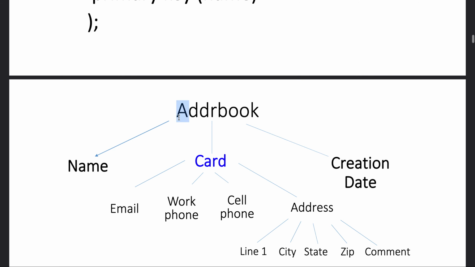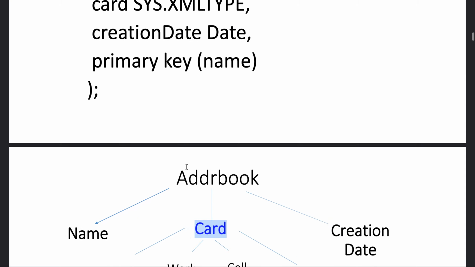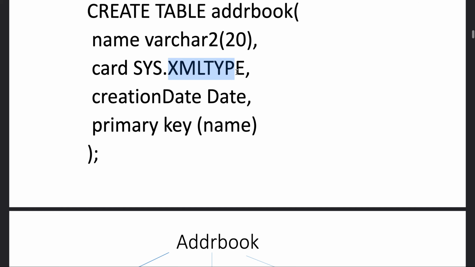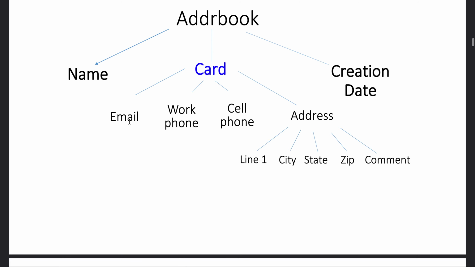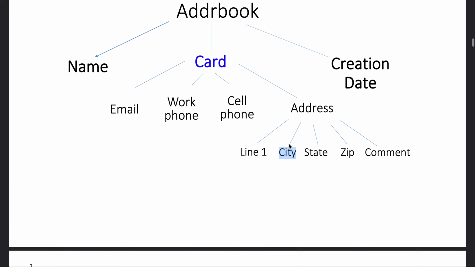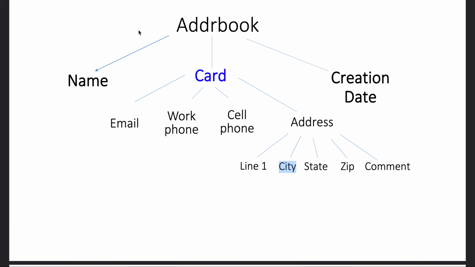So in the address book table, we have the attributes name, card, and creation date as the attributes in the table, right? And so name is obvious, it will store varchar up to 20 characters. Creation date will store a date. However, we have this new structure here called card, which is of type sys.xmltype. And card can store emails, work phone, cell phone, address, which also has its own attributes of line 1, city, state, zip, comment, etc. So let's take a look at what this means for us in terms of storing data.